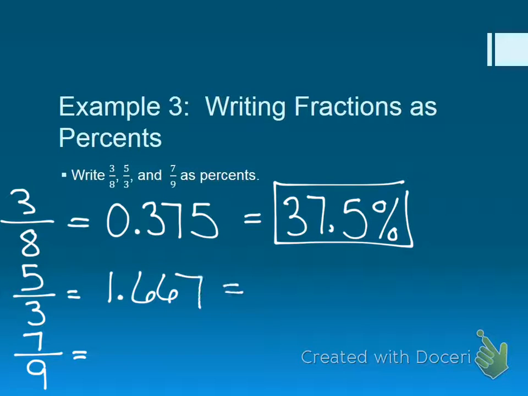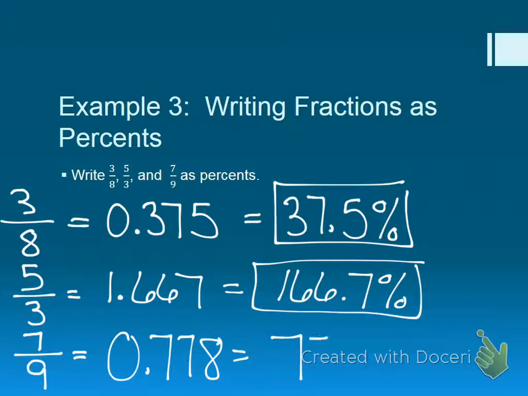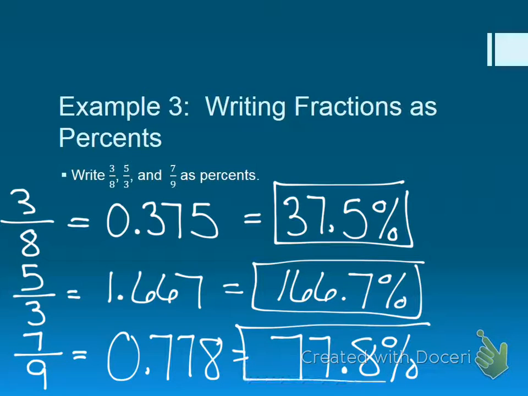1.667 equals 166.7%. What's going to be my third one? Is it 0.778? It's another repeating decimal? Okay, so 0.778 equals, or approximately, 77.8%. All right, questions, guys? Any questions?